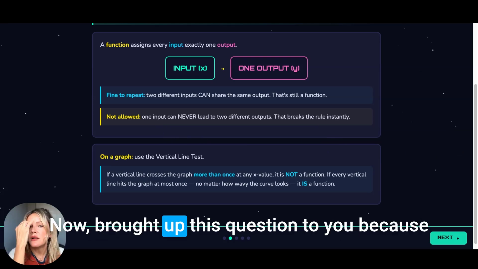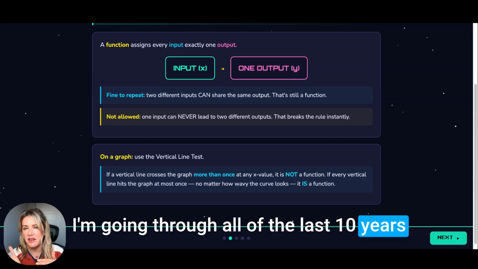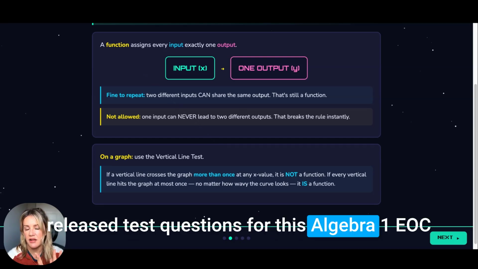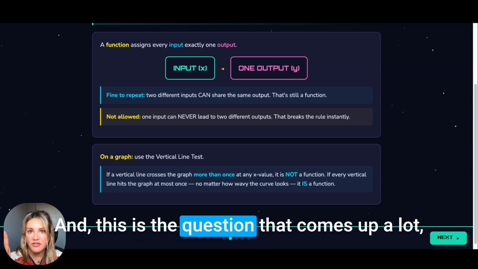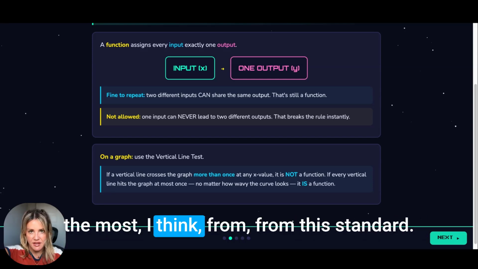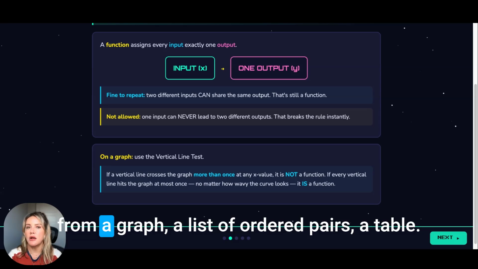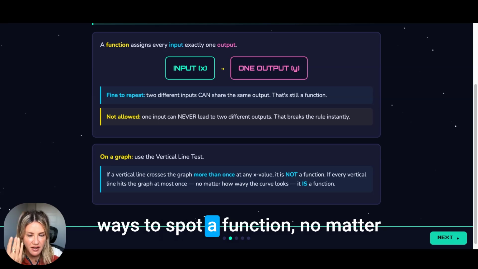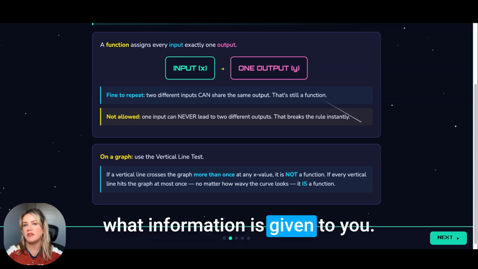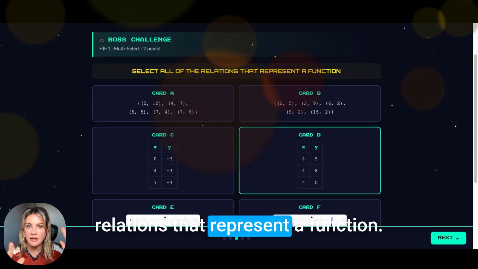Now, I brought up this question to you because I'm going through all of the last 10 years of released test questions for this Algebra 1 EOC that we've been talking about all the time. And this is the question that comes up a lot, the most, I think, from this standard. Determining whether something is a function from a graph, a list of ordered pairs, a table, and knowing all the different ways to spot a function no matter what information is given to you. So let's have a look. So we're going to select all of the relations that represent a function.